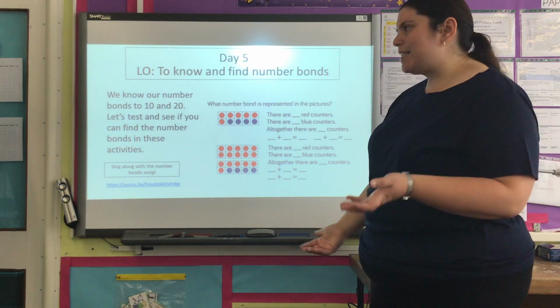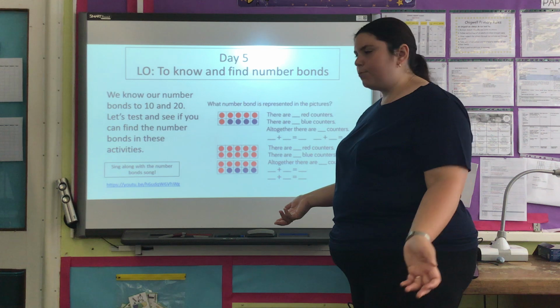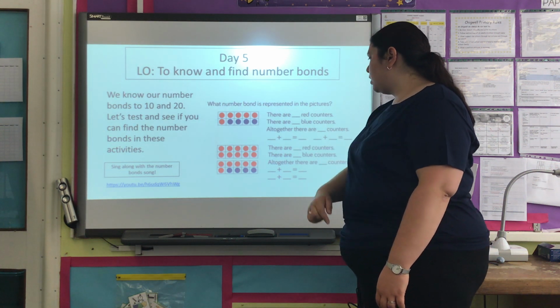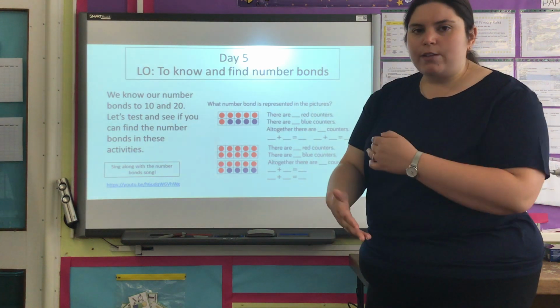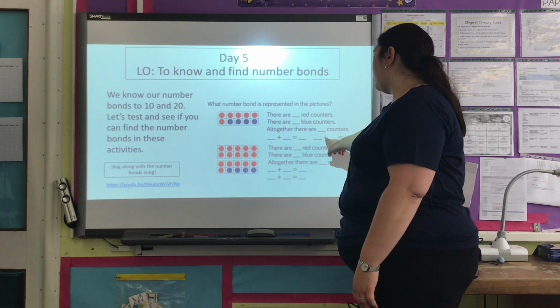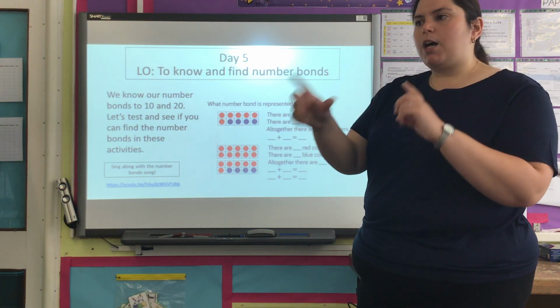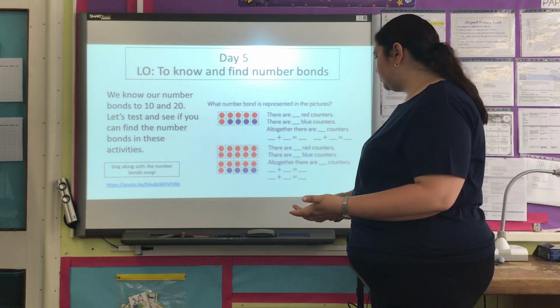Now if we wrote that as a sum, or as a calculation, or a number sentence, we would say 6 plus 4 equals 10. And then remember we can do it the other way as well. So we can start with 4. So we can do 4 plus 6 equals 10. So remember with addition we don't mind what number comes first as long as we get the correct answer.